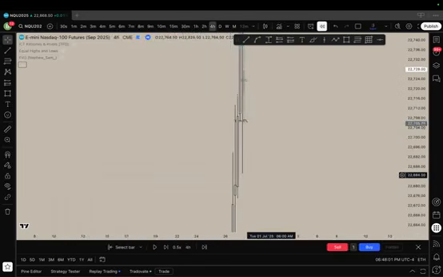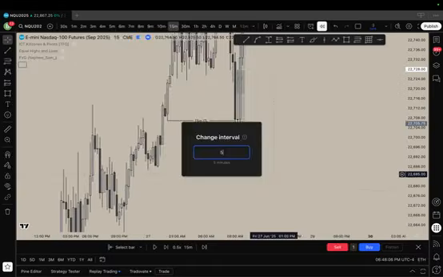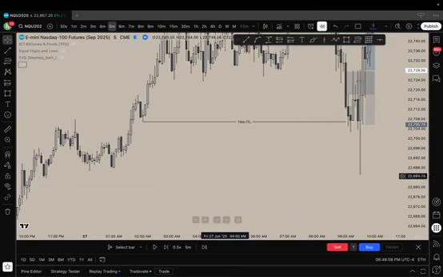What else did we hit? I believe that's all, okay? We also had some liquidity here that we did end up sweeping.